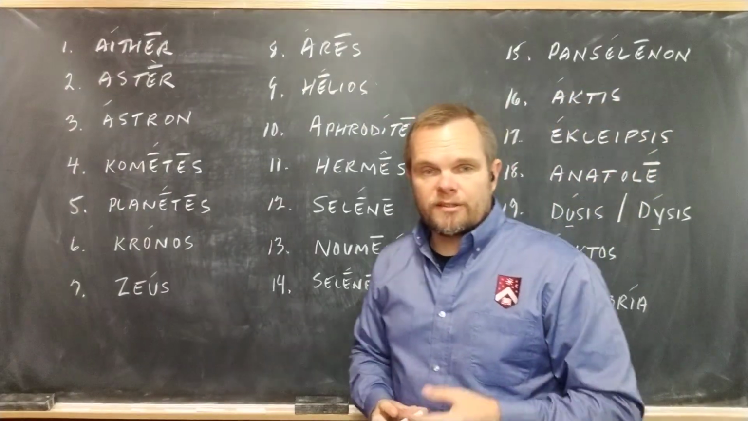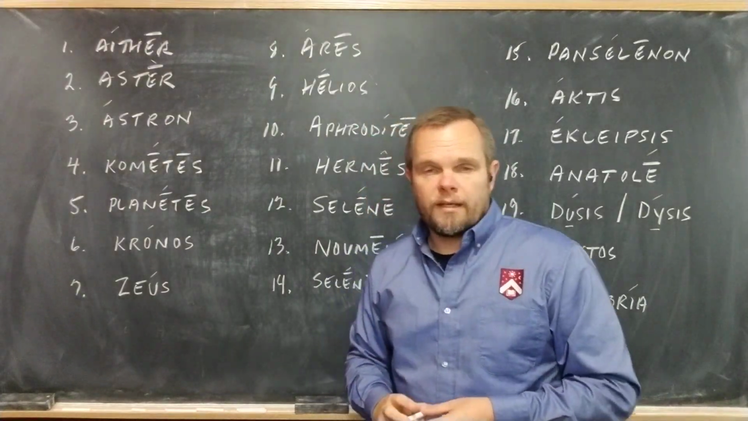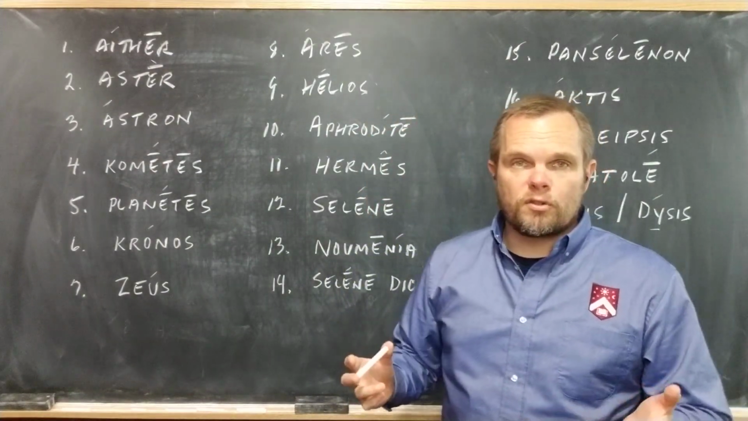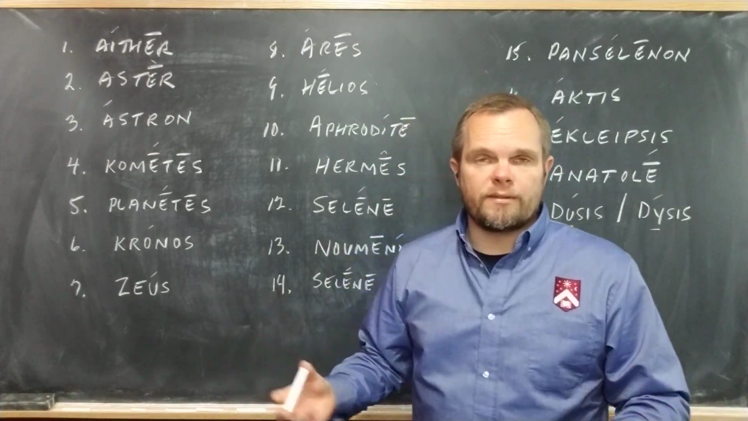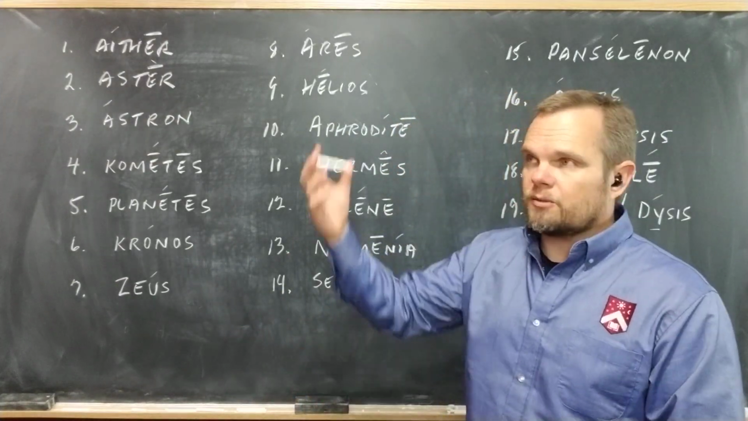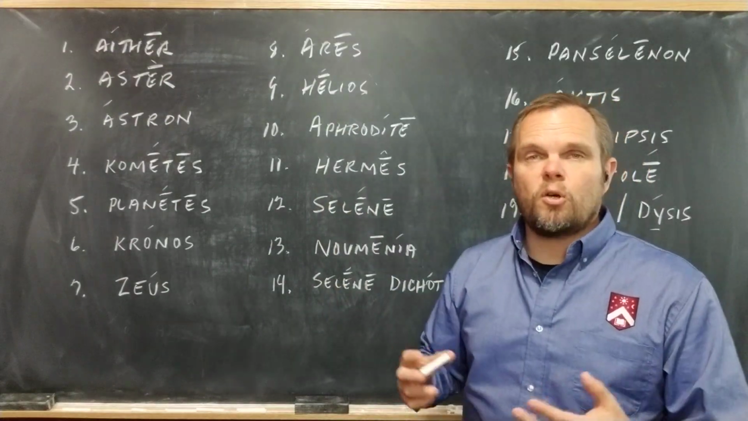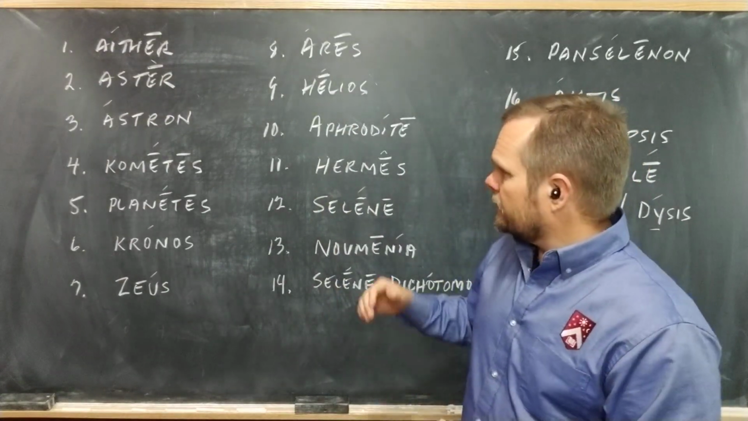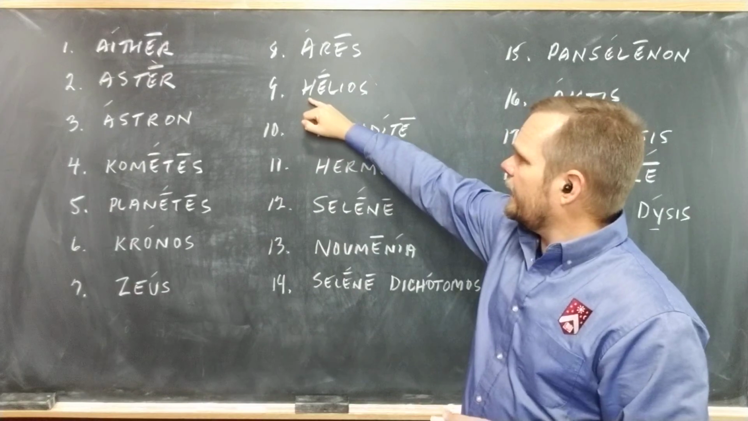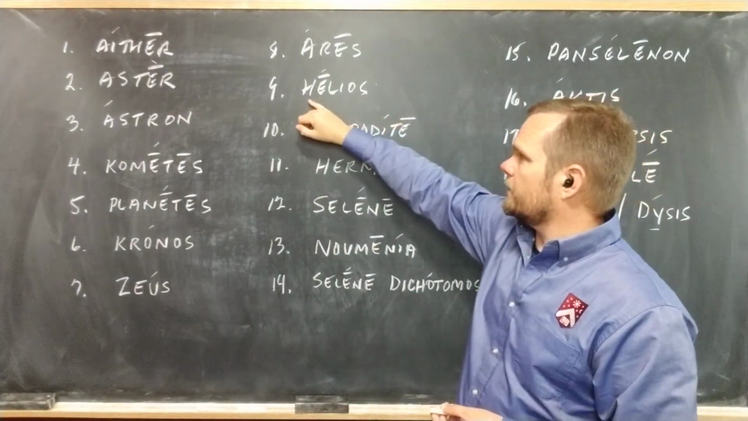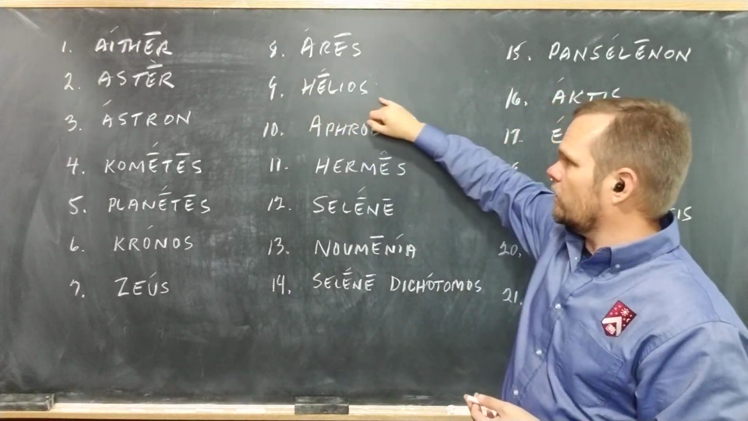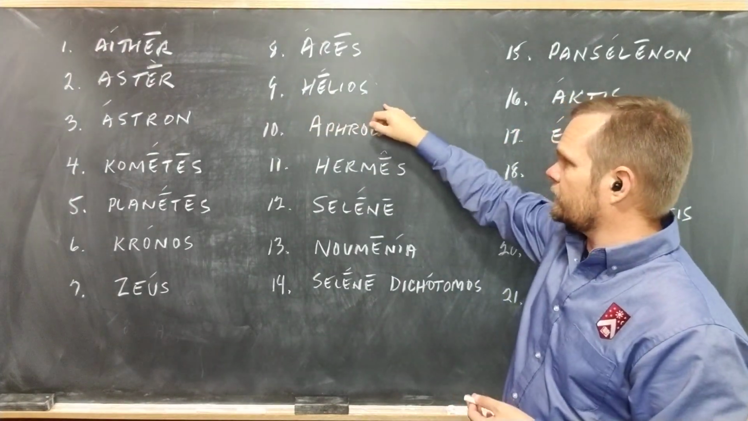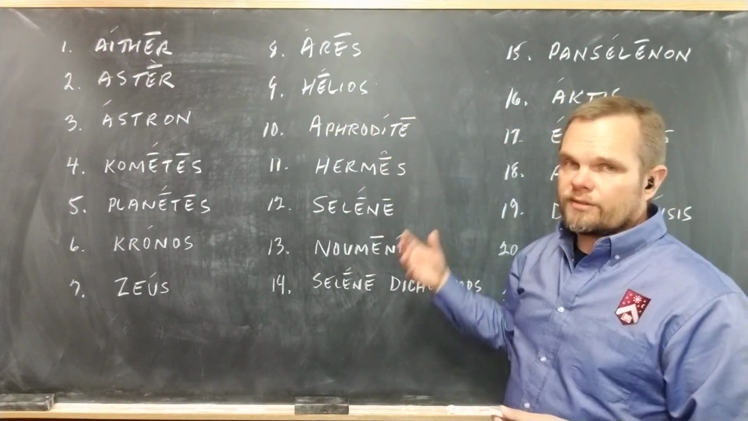Number 9 is the sun. The sun in Latin is sol. This is where we get the word solar, as in solar power. It's power from the sun, solar, okay? In Greek, the word is helios. Starts with an H if we transliterate it. Helios. That's the Greek word for the sun.